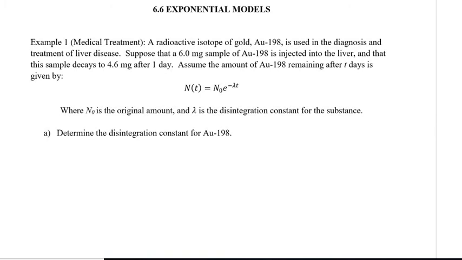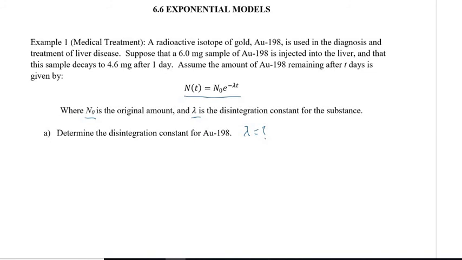Assume the amount of gold 198 remaining after t days is given by the function N of t equals N naught times e to the negative lambda t, where N naught is the original amount and lambda is the disintegration constant for the substance. Basically, it's just a constant that indicates how quickly this particular substance disintegrates. And lambda is going to be the same for gold 198. Every type of radioactive substance that you have is going to have a different one. So it's asking us to determine the disintegration constant, so it's asking us to solve for lambda.